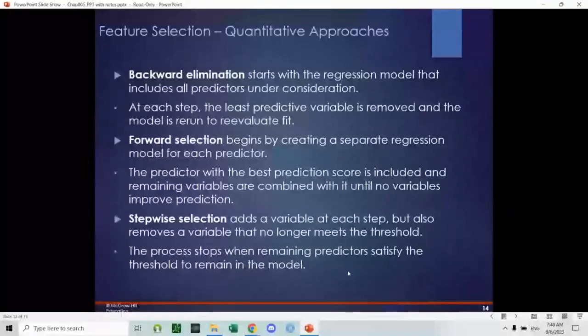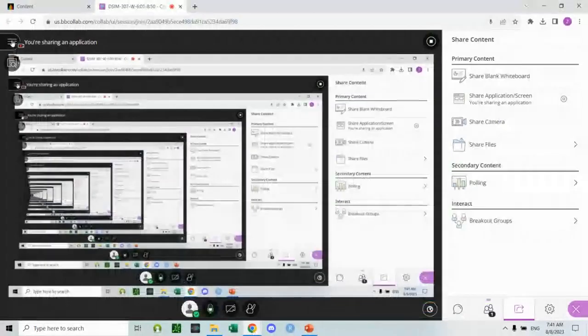Okay, so this ends the presentation on regression analysis. The material covered in this presentation will help you complete homework 5 and 6.